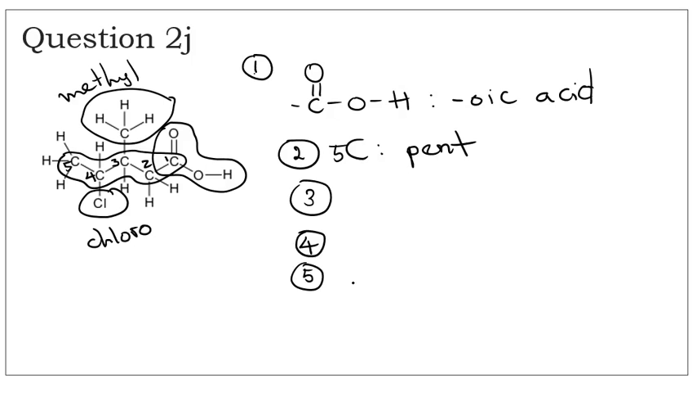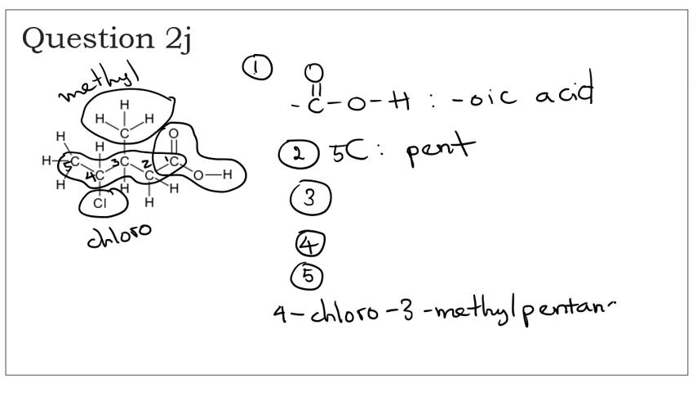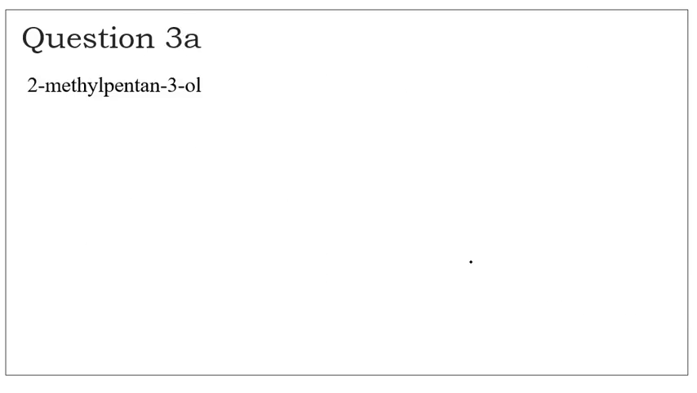And then step 5 is to write the name. Alphabetical order, C comes before M. So I'm going to start with the chloro. So 4-chloro, 3-methylpentanoic acid. I feel like I have an obsession with number 5. Everything so far has 5 carbon in the longest chain. I don't know why. Okay, that's it. And that is the end of question 2.